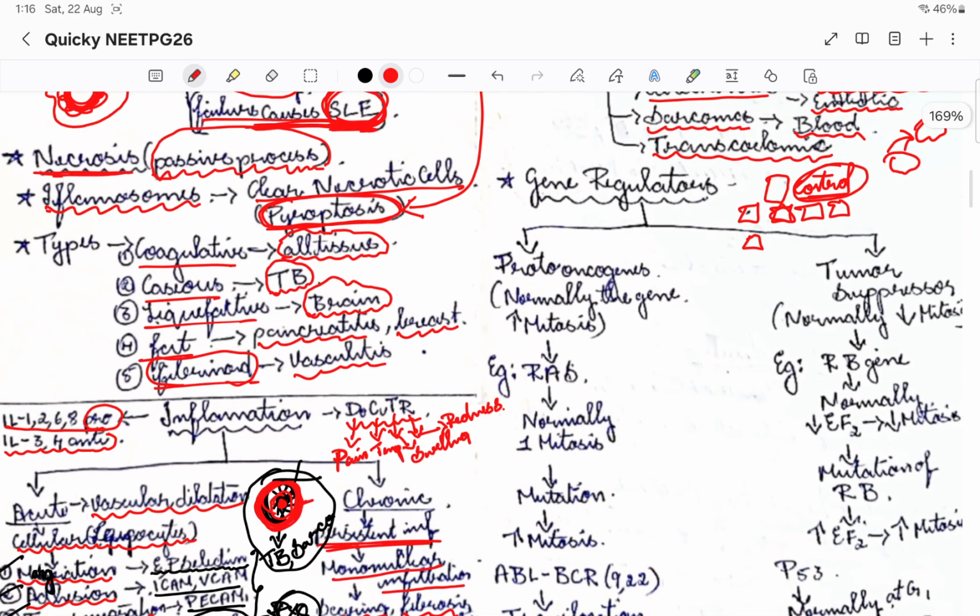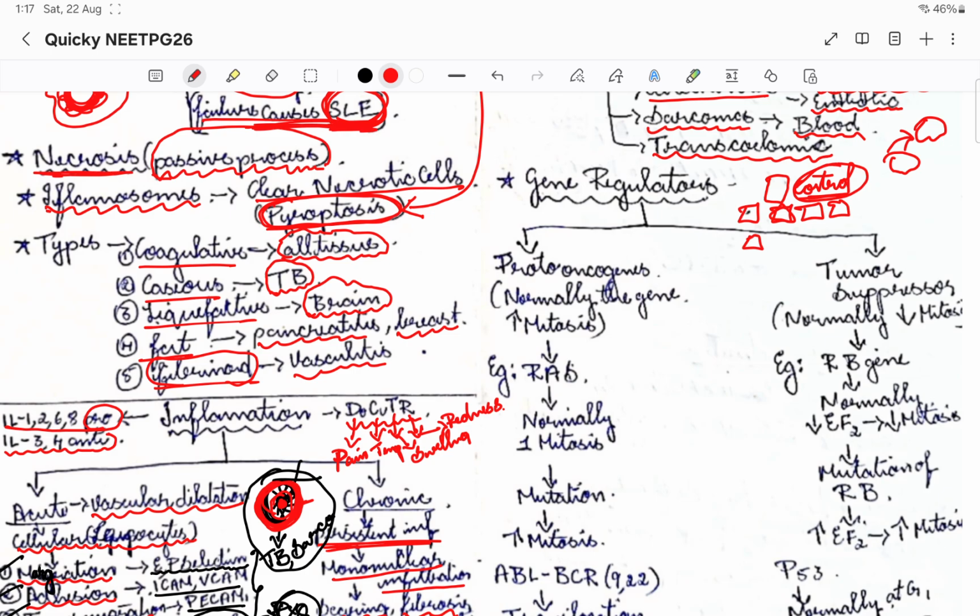Okay, so what happens is, when these gene regulators are affected, that is when the cells can undergo as many divisions as they can, right? So it doesn't have a regulator. So that is when the cells start dividing on their own, and too many cancer cells will form, or too much of that particular cell will be there.